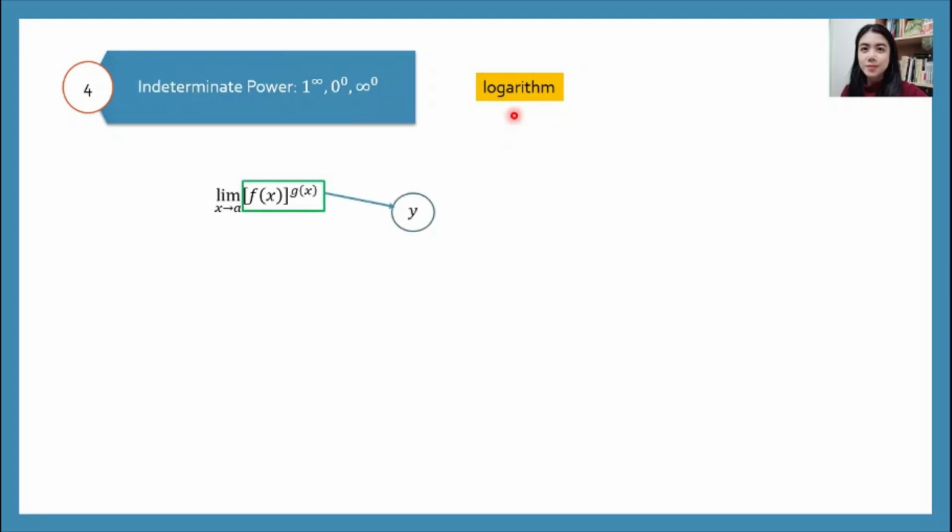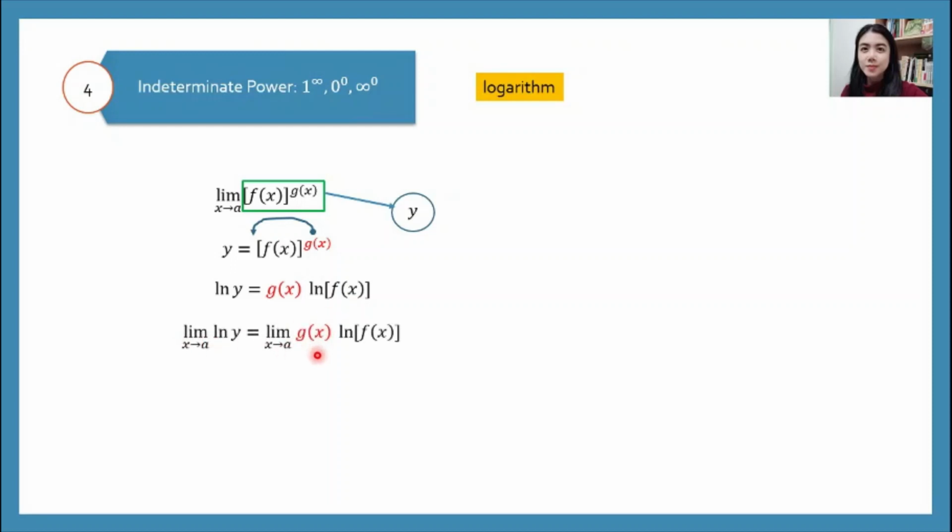You let y equal to your function, so y equals f power of g. Then take ln of both sides. If you ln both sides, you have ln y here, and the g you have to bring forward, so you bring the power in front. So you have g at the front, and you have ln f. Then you apply the limit to both sides, and you solve the right hand side, and you have some k here. Then don't leave your answer in terms of ln y.